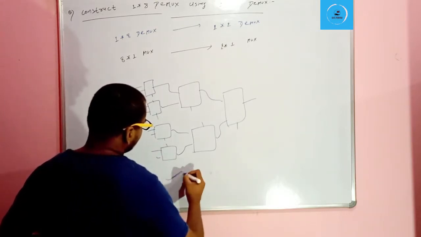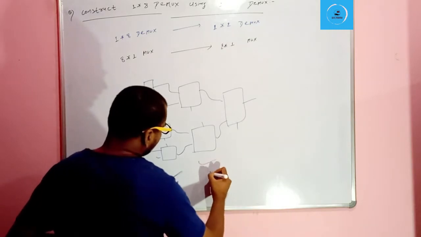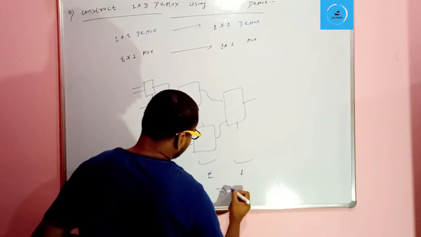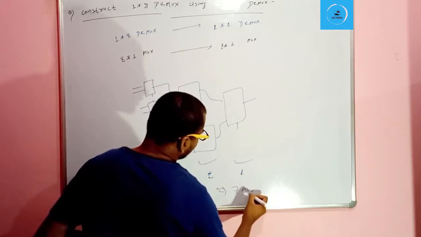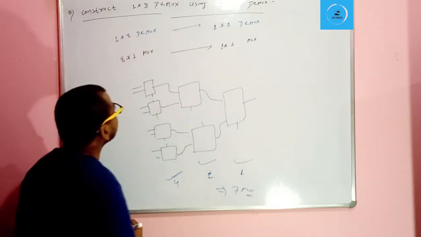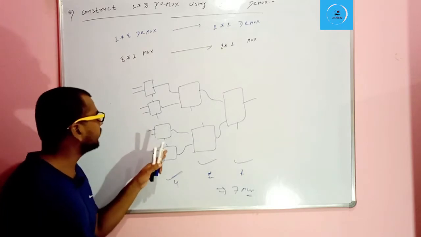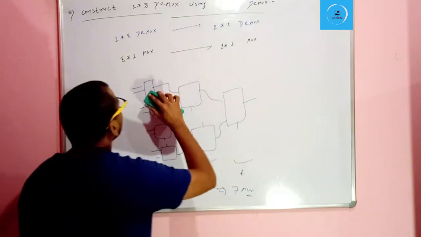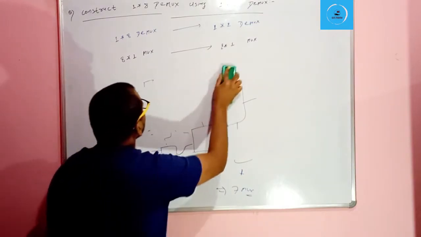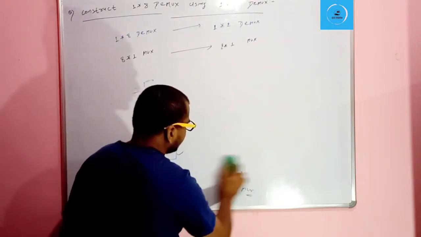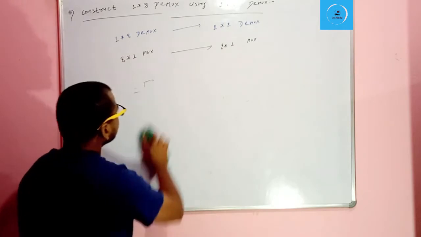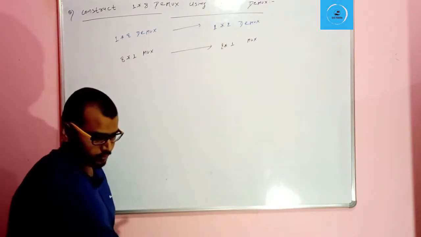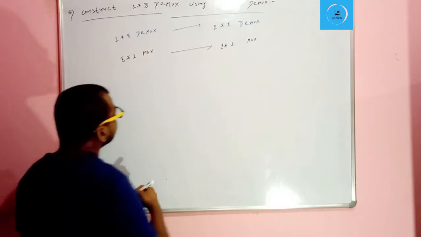So how many 2:1 mux are required to construct the 8:1 mux? In the first step it requires 4, then 2, and then 1. So a total of 7 mux are required. Here we have constructed the 8:1 mux using the 2:1 mux, and our target is to construct the 1:8 demux using the 1:2 demux.